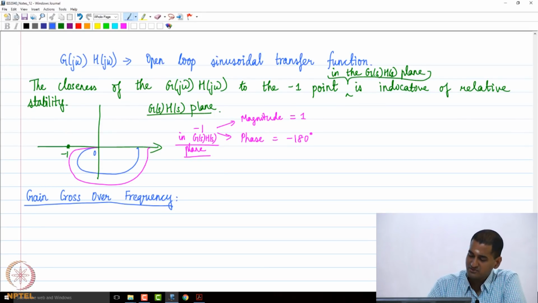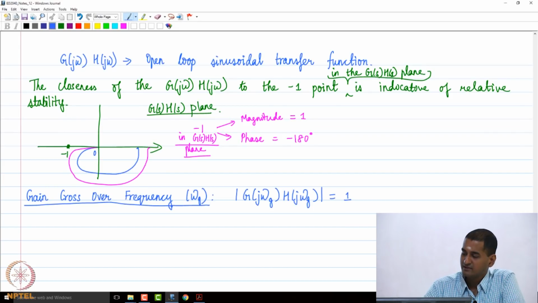So what is this gain crossover frequency? It is denoted by omega g. The gain crossover frequency omega g is the frequency at which the open loop sinusoidal transfer function magnitude becomes equal to 1.